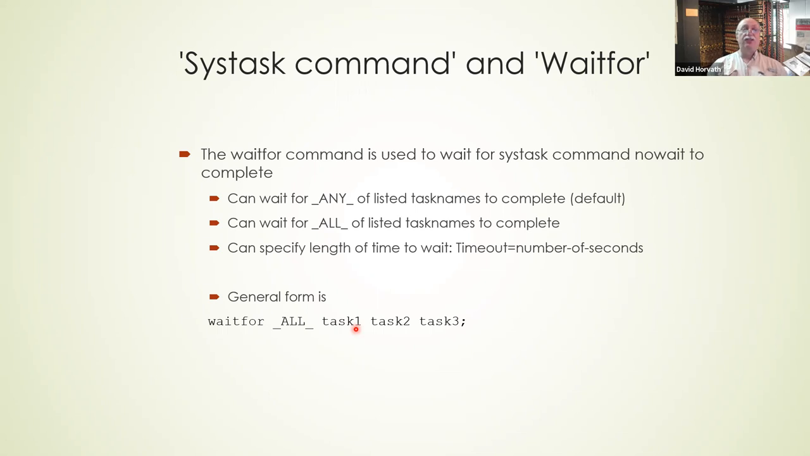I have a series of processes that I've kicked off. I have three independent processes that are running in parallel, and I need to combine all the data when done. Well, then I want to wait for all. I can also specify how long to wait, a maximum time, by specifying the timeout option. If it's not done, don't worry about it, just keep going.